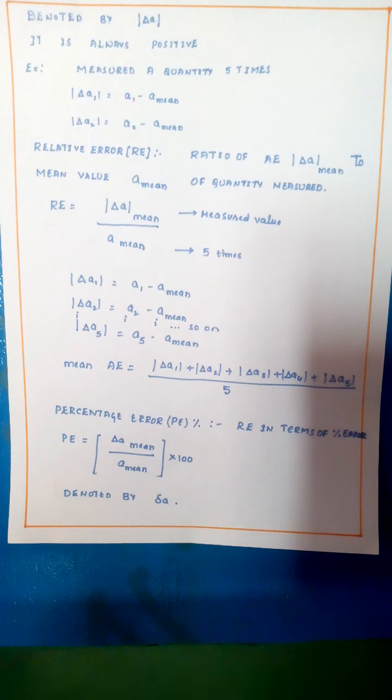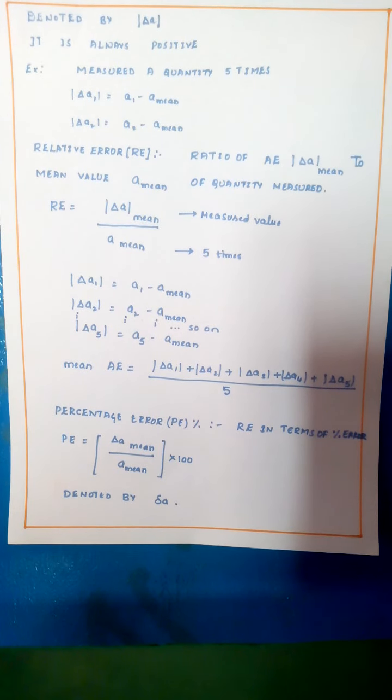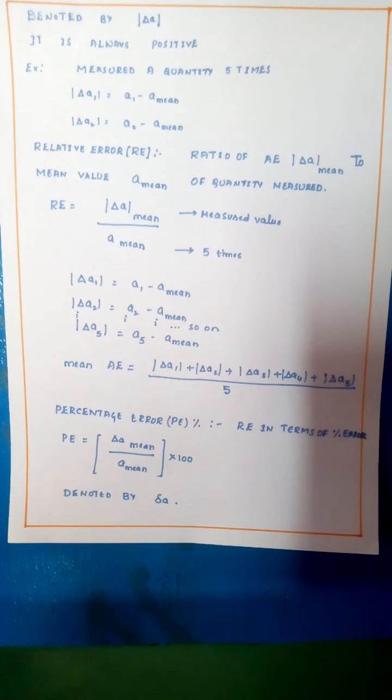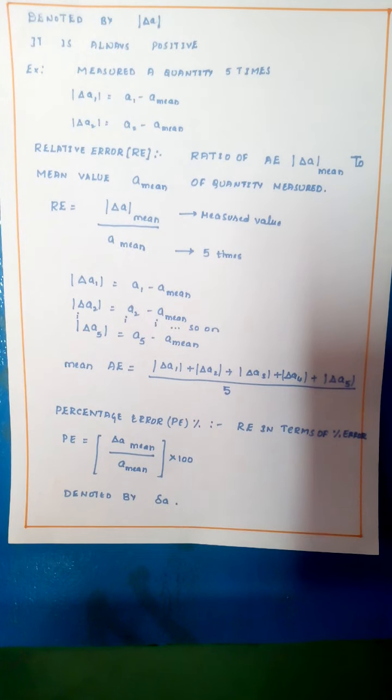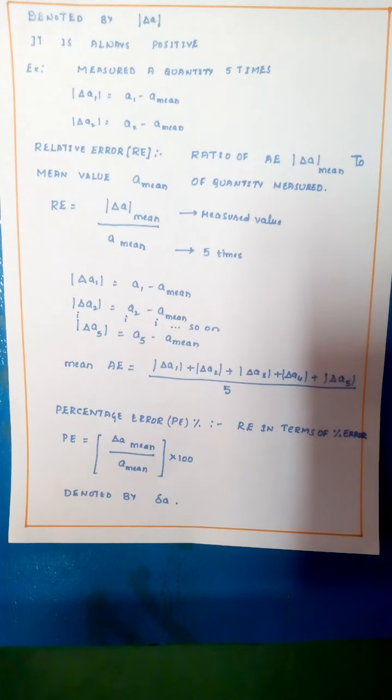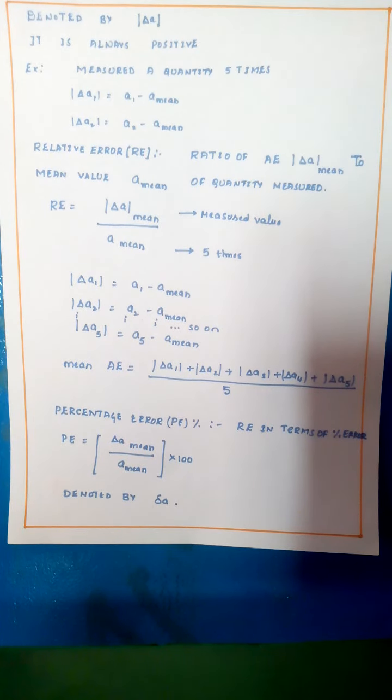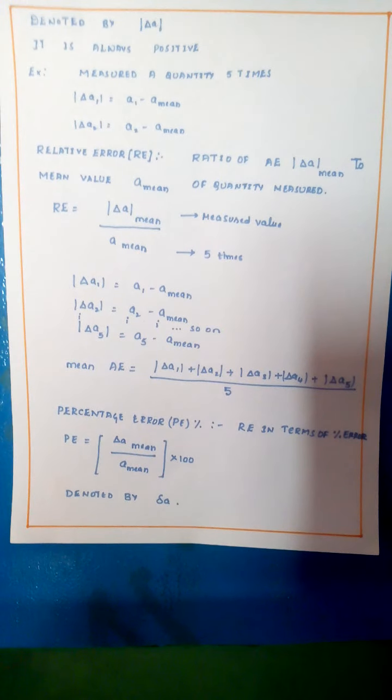How many times have you measured? 5 times. That number you have to substitute below. Delta A mean means you add all the readings, delta A1, delta A2, delta A3, delta A4, delta A5, and divide by the number of times you have measured, 5. Then you will get the relative error.